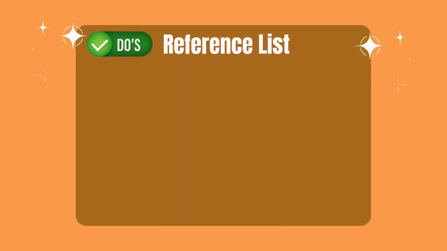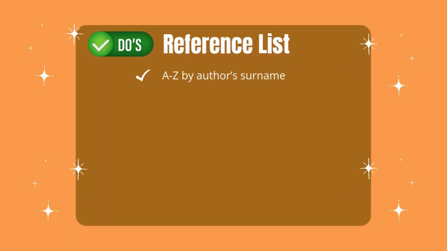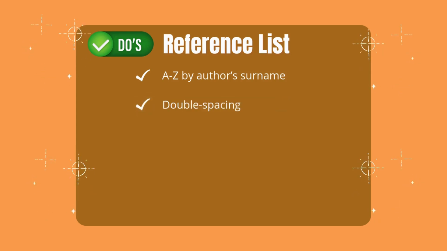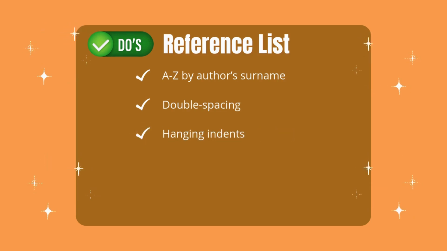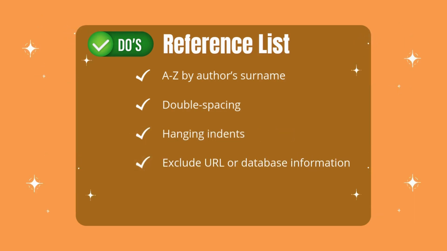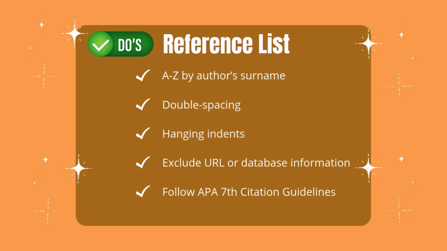For do's, arrange reference lists in alphabetical order, beginning with the first author's surname. Double space reference list entries. Use hanging indents for reference list entries. Exclude URL or database information from reference list entries. And follow the specific citation style guidelines.